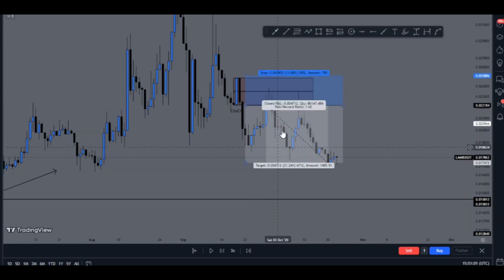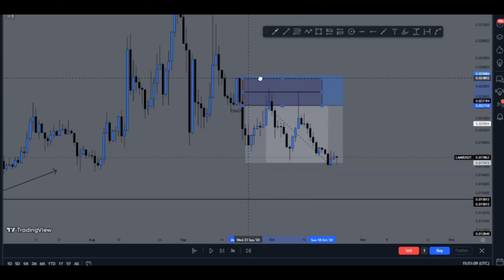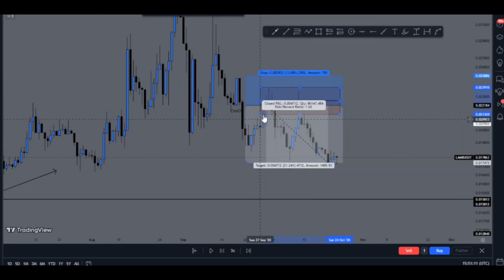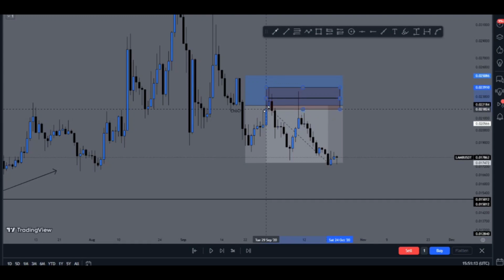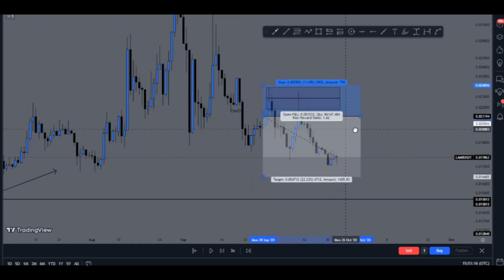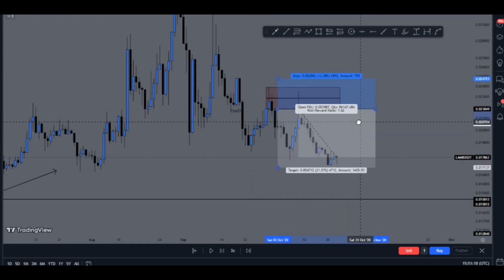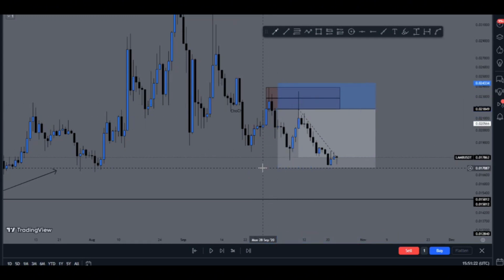And let me explain why it came back up here again. It came back up here to test another zone, which was this zone right here. So you can enter another trade from here, because this low was taken out.